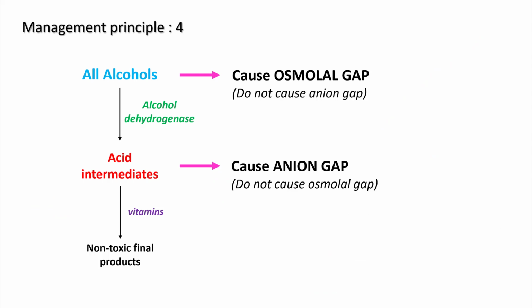Alcohols cause osmolar gap and they do not cause any anion gap, while your acid intermediates will cause anion gap but will not cause any osmolar gap. So you can use this information to figure out the relative concentration of each.